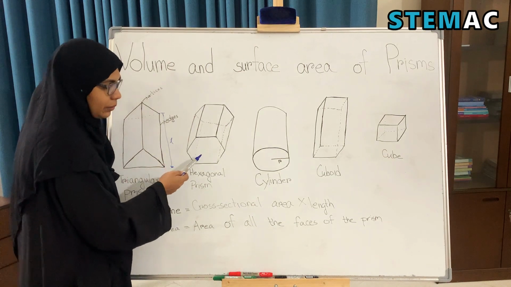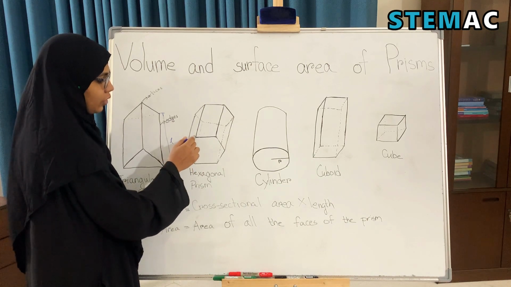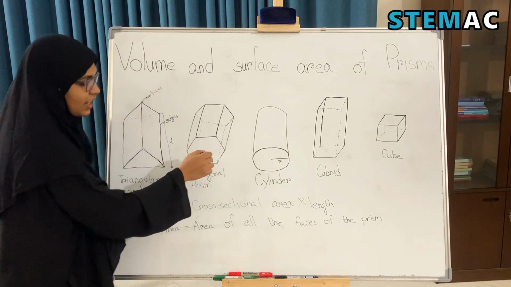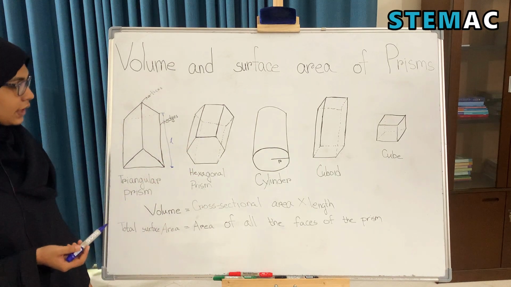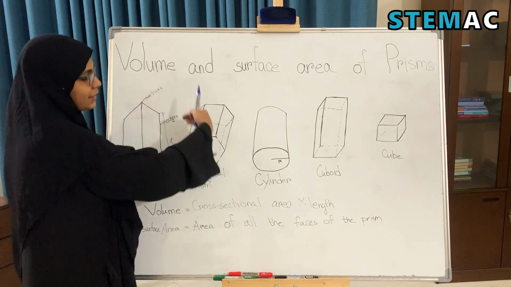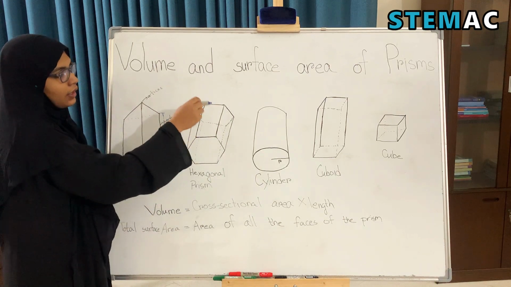This is a hexagonal prism because the cross-sectional area is shaped like a hexagon. That's why it's called a hexagonal prism. And if you slice up this prism, you would get a hexagon.